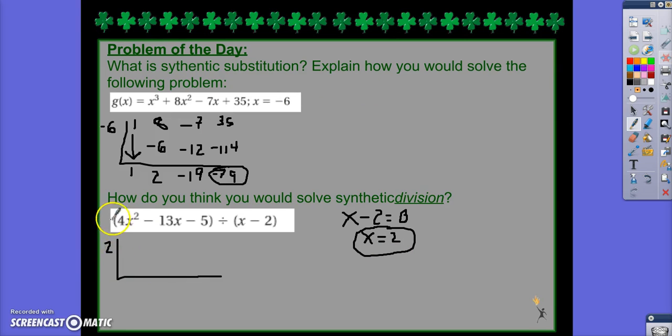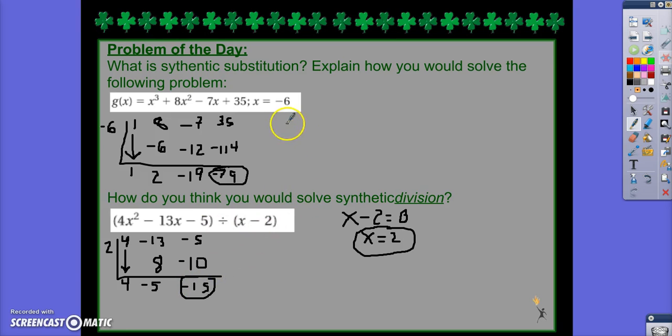Draw your box. All the coefficients go here. 4, -13, -5. And now you're going to use the same method as synthetic substitution. So first number comes down as a 4. 2 times 4 is 8. -13 plus 8 is -5. 2 times -5 is -10. Get -15.